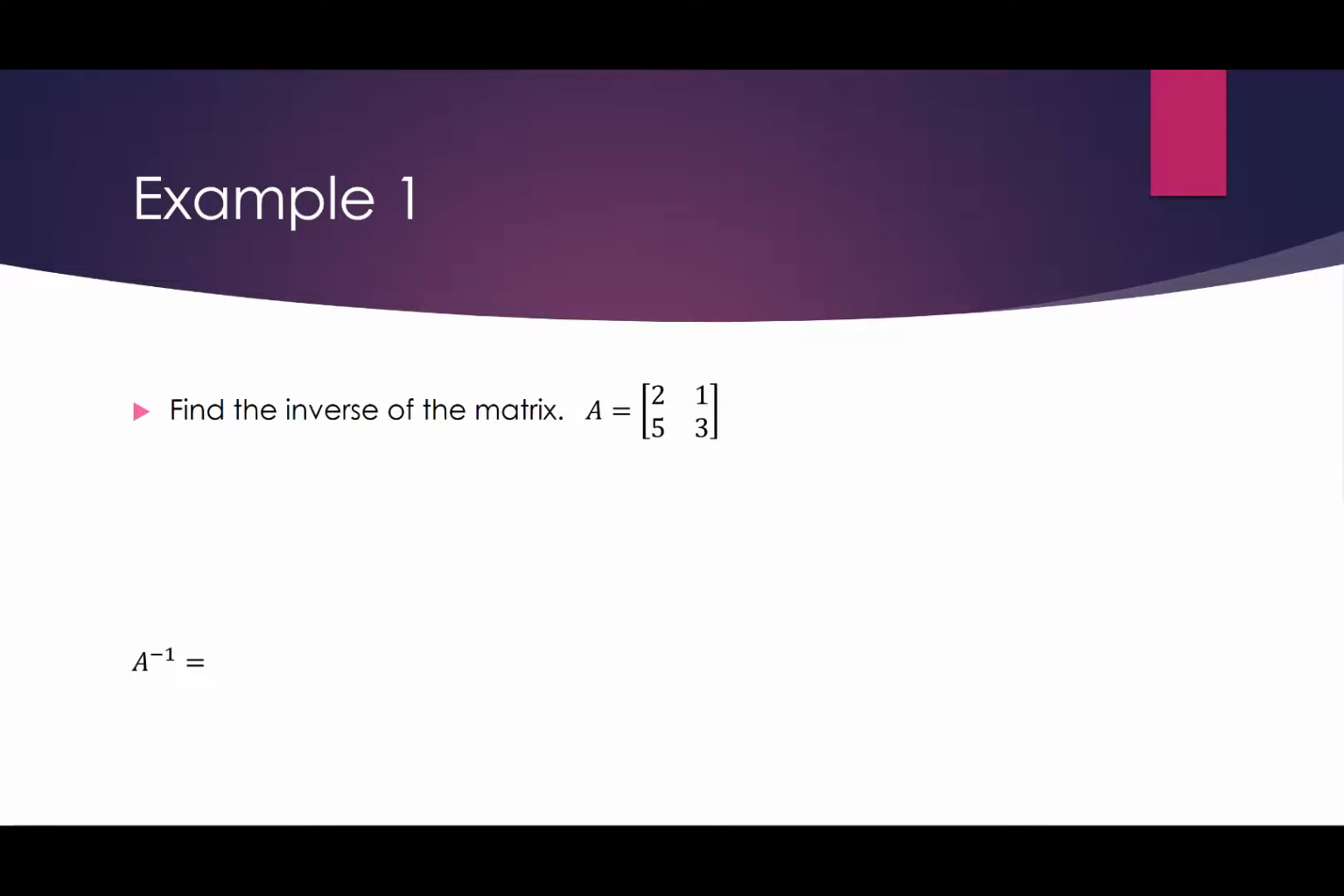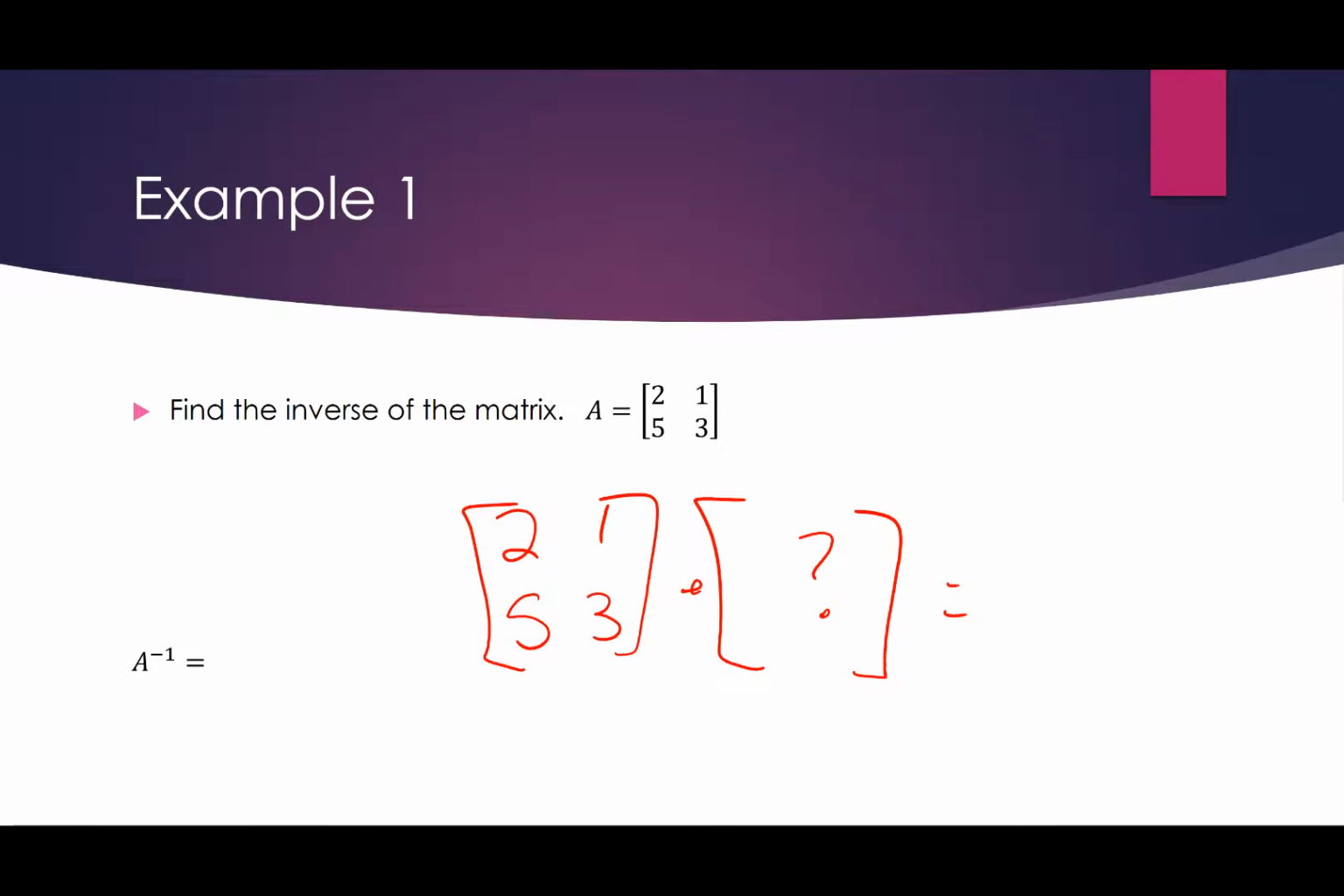Example 1, find the inverse of this matrix A here, which is 2, 1, 5, 3. So we're going to use our calculator. But again, the question I'm asking is, this matrix here, 2, 1, 5, 3, what matrix am I multiplying it by to the point where it would equal I, the identity matrix? The identity matrix, remember, is 1, 0, 0, 1.